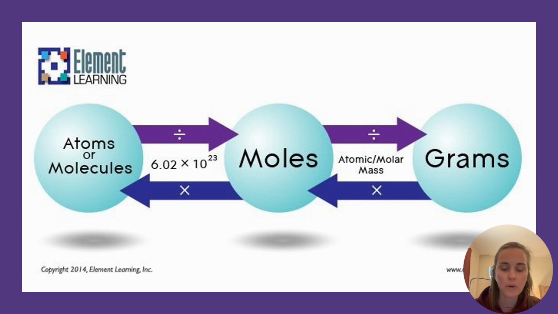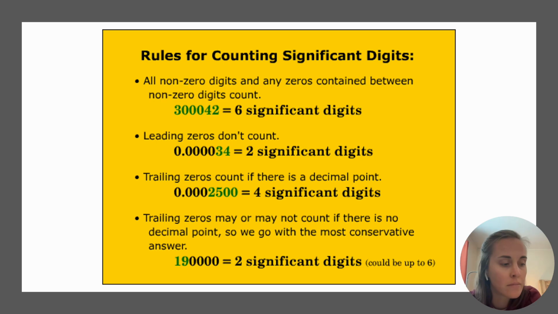So Avogadro's number is going to be really important for this conversion right here: atoms or molecules to moles. So if you were given a problem that says, hey, I have this many moles of sodium, how many atoms do I have of sodium? Or I was given this many atoms of sodium chloride, how many moles do I have? And so you can use Avogadro's number to convert between the two. We are going to do a practice problem with that.